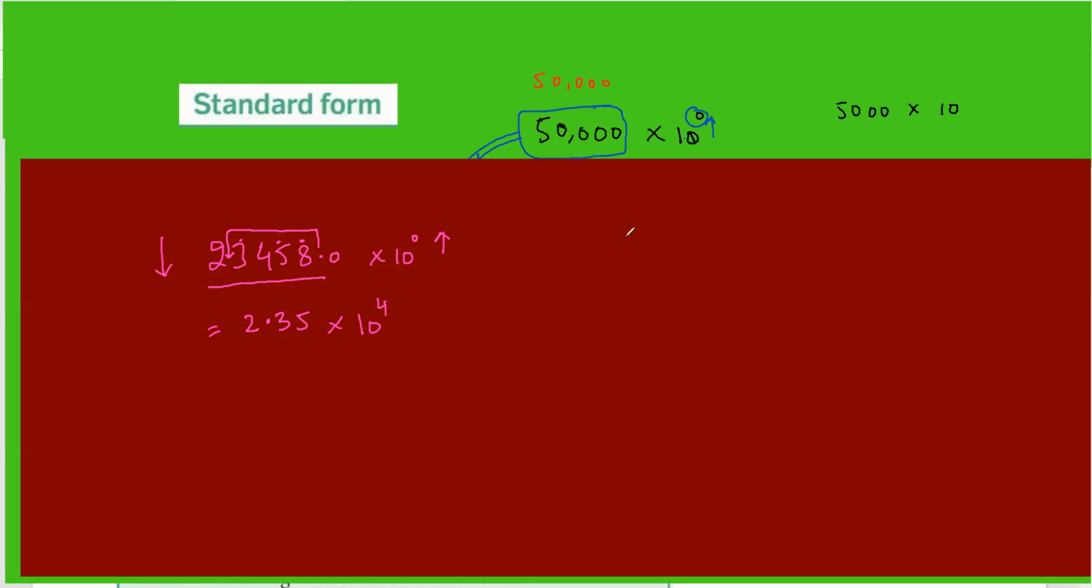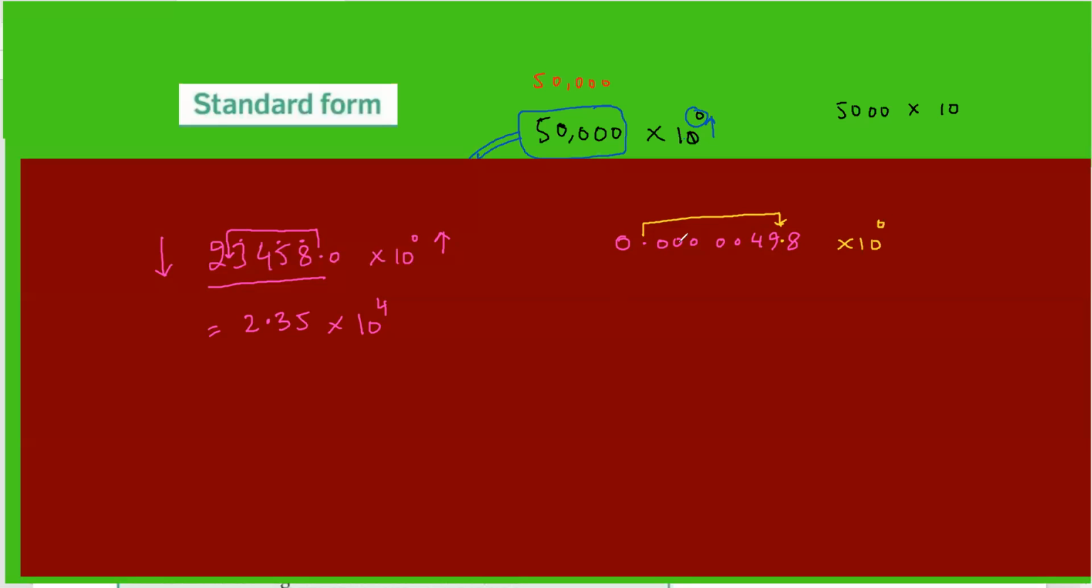Similarly, suppose you have 0.00000498. You want to write this in standard form. So you want to move this decimal point from this position to this position over here. So are we going to increase this value or decrease this value? Increase. This value will go up, so the power on the 10 will go down.